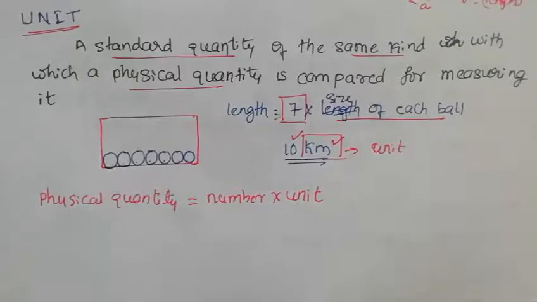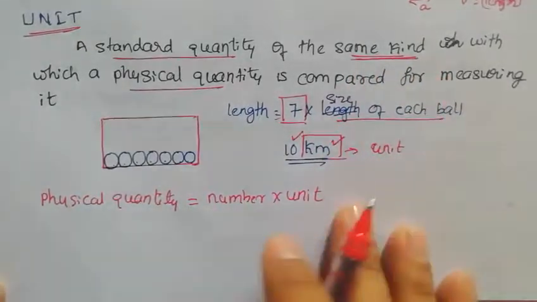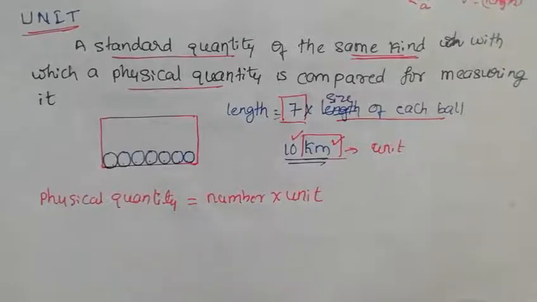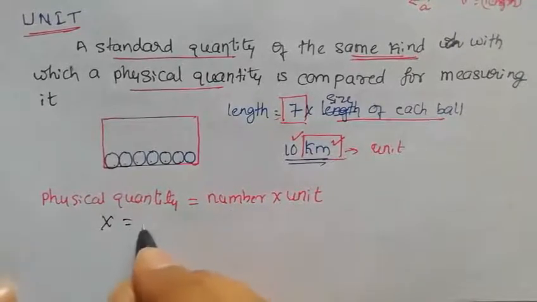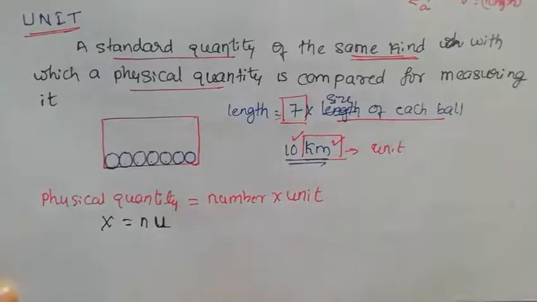Why am I telling this again and again, the same kind? Because you cannot express mass using a length. You can express mass only in terms of mass, the same kind, right? Yes or no? That's the reason. Now I can write a physical quantity like x equal to n u, where u is a unit and n is a number.